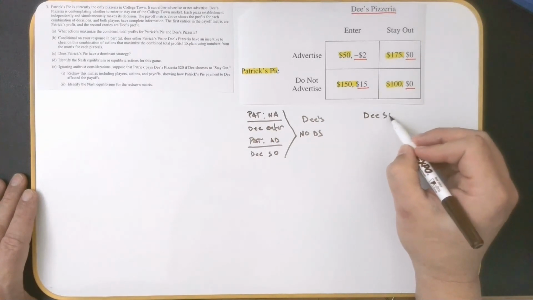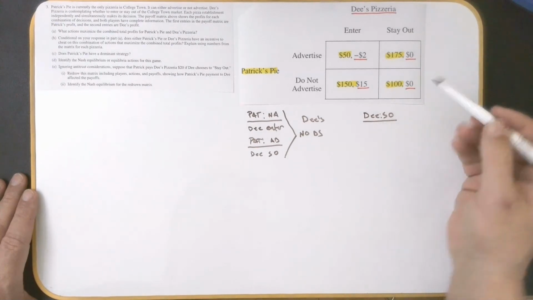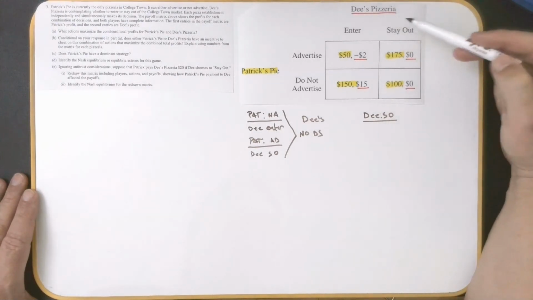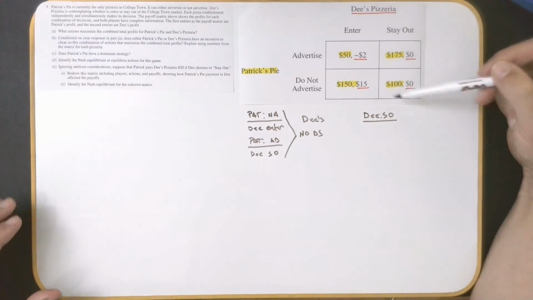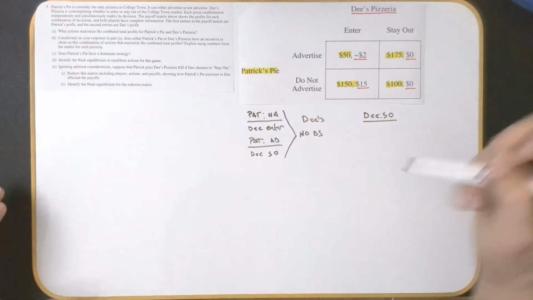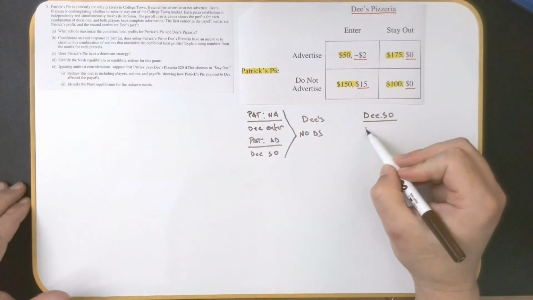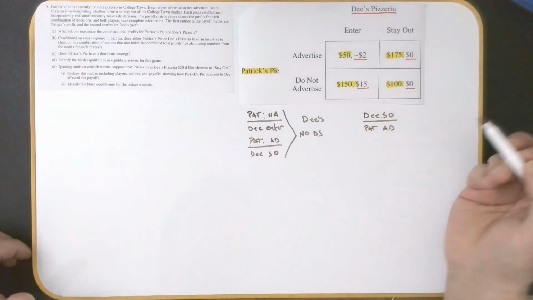All right. So now let's make D stay out. So D stays out of the industry. Okay, stays out of College Town. So D stays out, so it's going to be this column. D stays out. What is better for Patrick's Pie? If D stays out, it's better for Patrick's Pie to advertise, because 175 is better than 100. So I'm going to say Pat should advertise there.